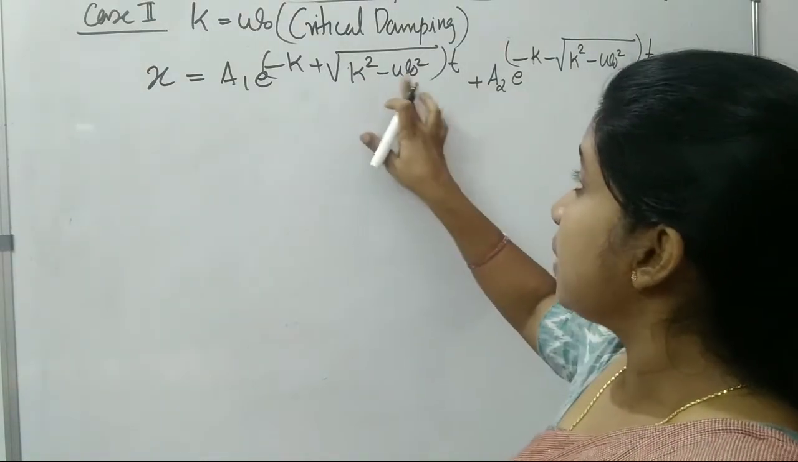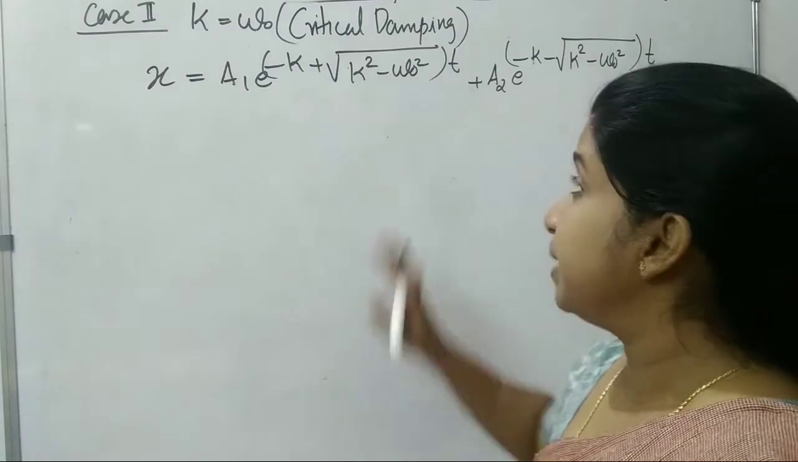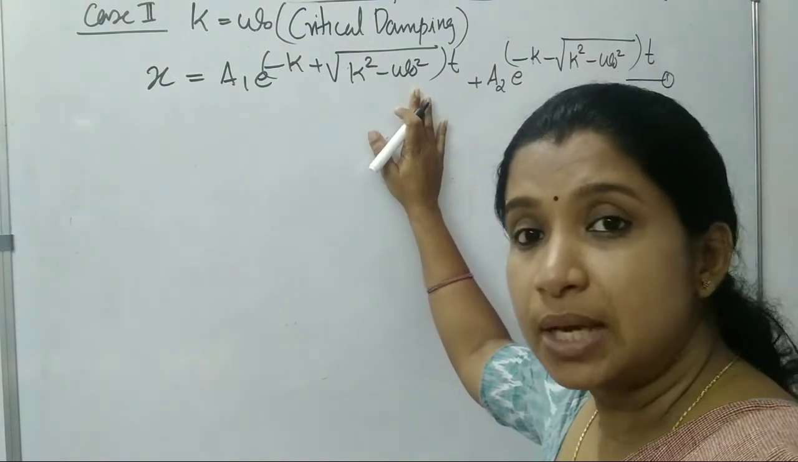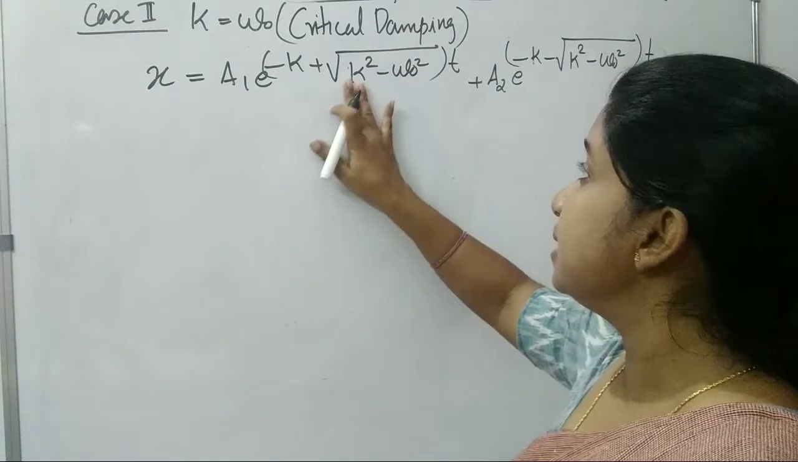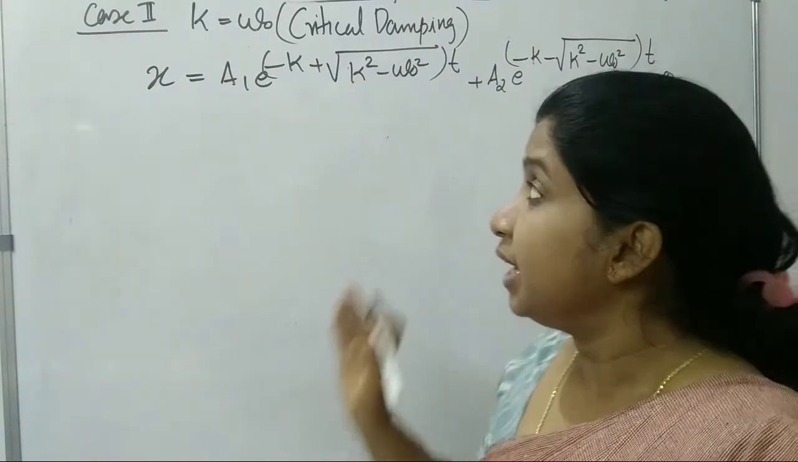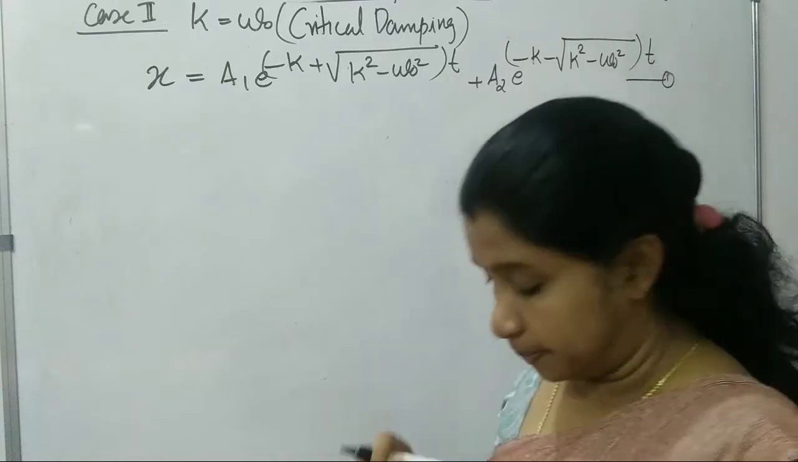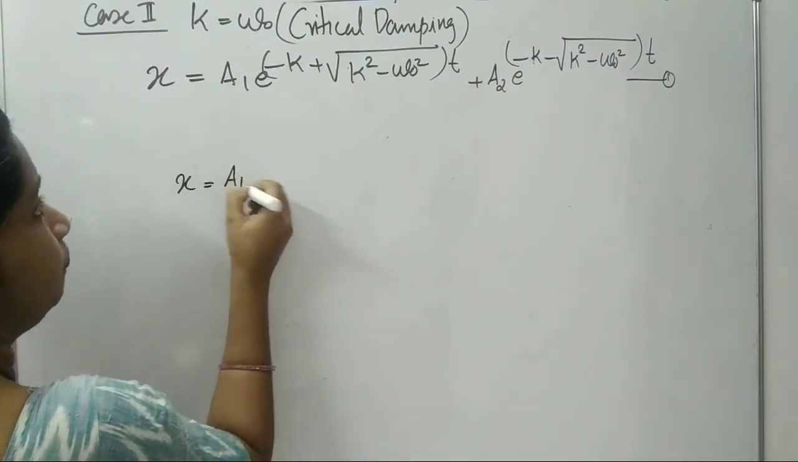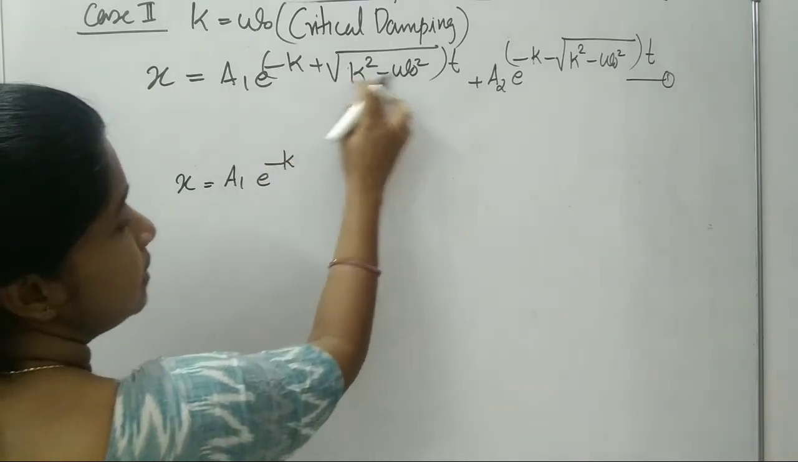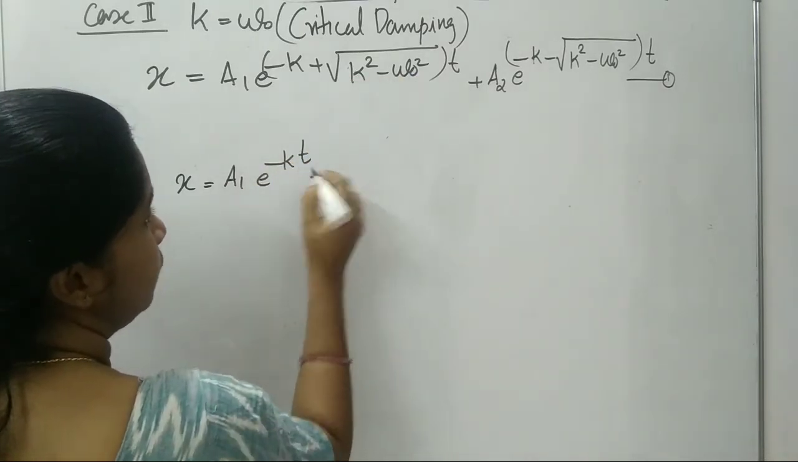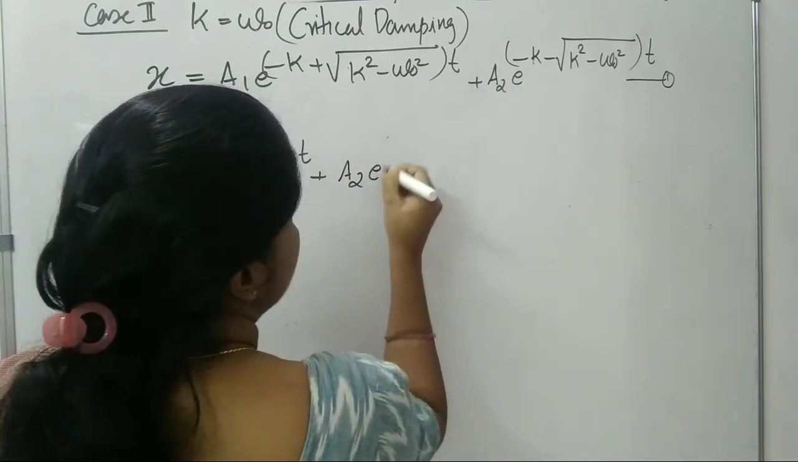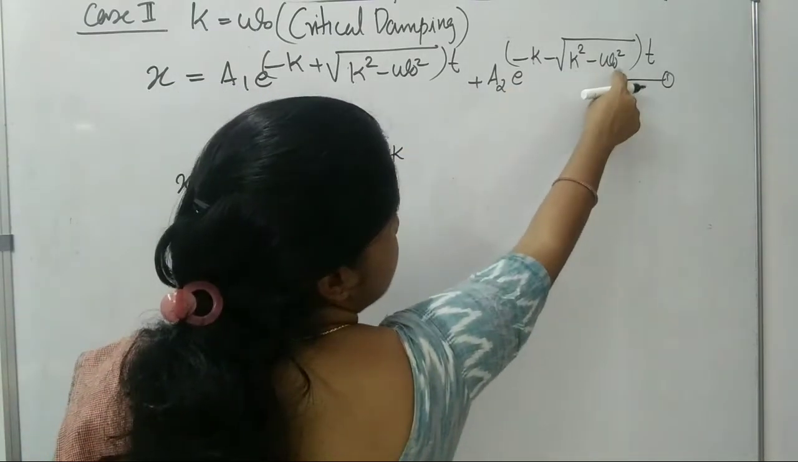So when k equal to omega 0, what happens? The damping frequency becomes equal to the natural frequency. This term becomes equal to 0. If we put that as 0, what happens to our equation? x equal to a1 e raised to minus k, the second term is equal to 0. So we get e raised to minus kt, plus a2 into e raised to minus k into this term, which is equal to 0.